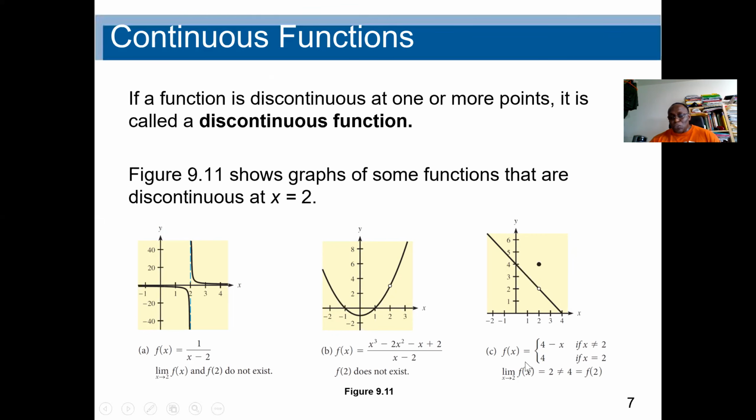And here also we have a piecewise function. So we have 4 minus x and 4. But here we are asking whether x is not equal to 2 and x equal to 2. We can see that if we substitute 2 here, we get answer 2. But here it is 4. So the limit does not exist. Since 2 is not equal to 4, the piecewise function does not exist.